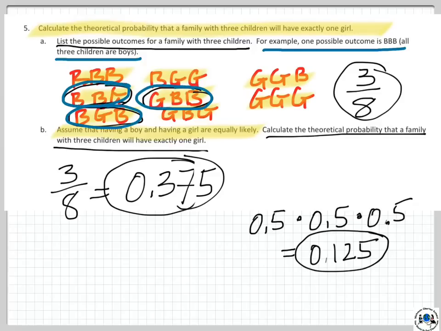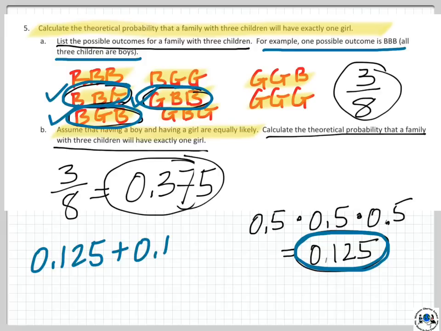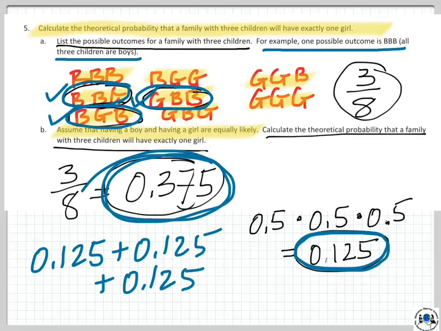So each one of these successful trials, the probability of those occurring was 0.125, right? And if we want to do either one of these would be okay. So we could have this one, or this one, or this one. And remember, when we're talking about probabilities, the word or is going to mean addition. So we would just add 0.125 plus 0.125 plus 0.125, and we would come up with 0.375. So either way you look at it or calculate it, the theoretical probability of having exactly 1 girl would be 0.375.